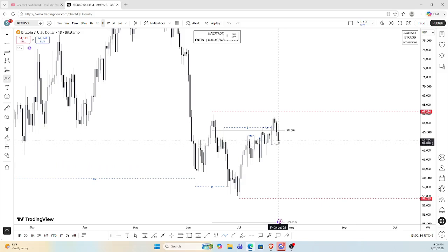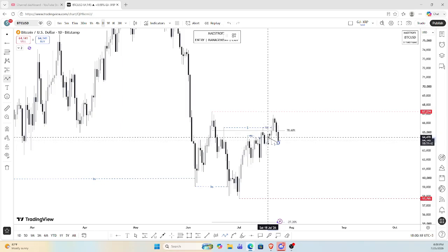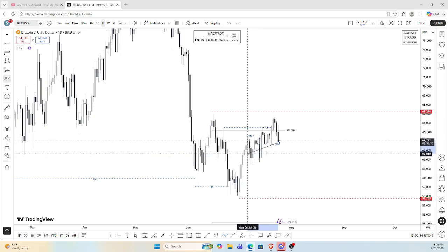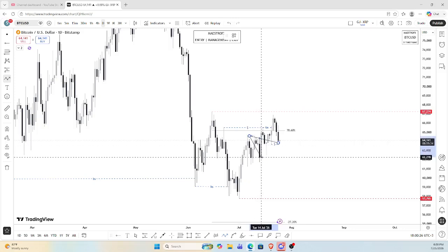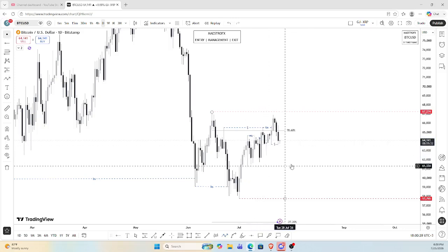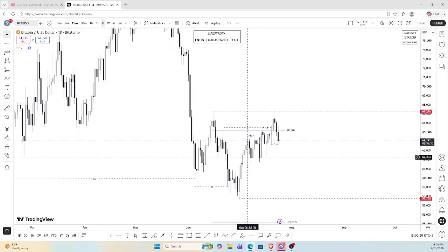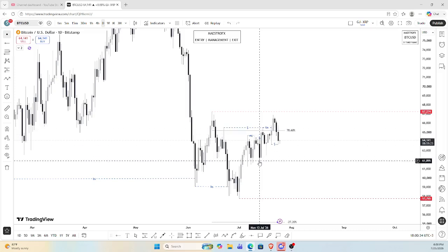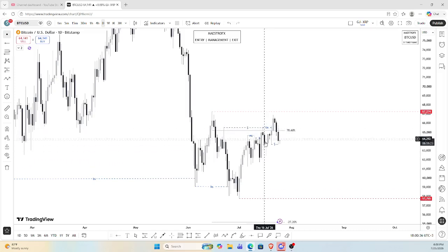And yes, you can see that internally price has been printing higher highs and higher lows. Price has been printing higher highs, higher lows, higher highs, higher lows, and this is the higher high, and currently this is our higher low.